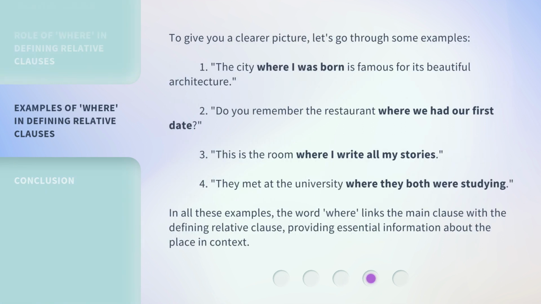To give you a clearer picture, let's go through some examples. 1. The city where I was born is famous for its beautiful architecture. 2. Do you remember the restaurant where we had our first date? 3. This is the room where I write all my stories. 4. They met at the university where they both were studying. In all these examples, the word where links the main clause with the defining relative clause, providing essential information about the place in context.